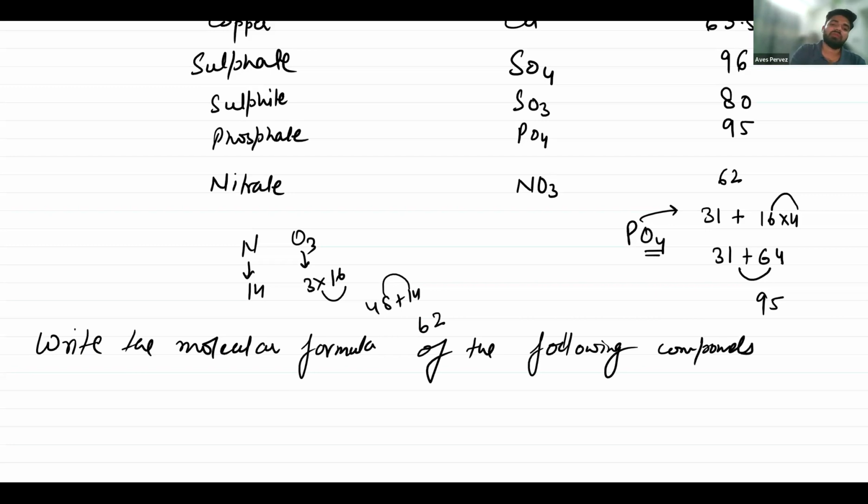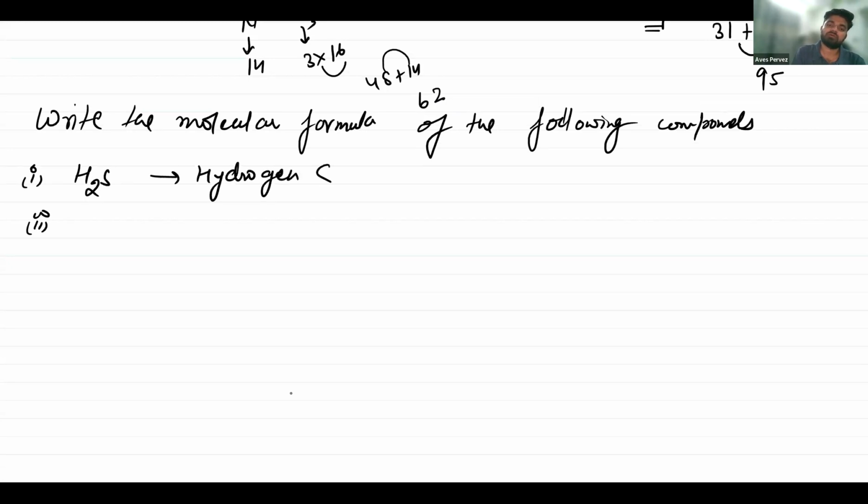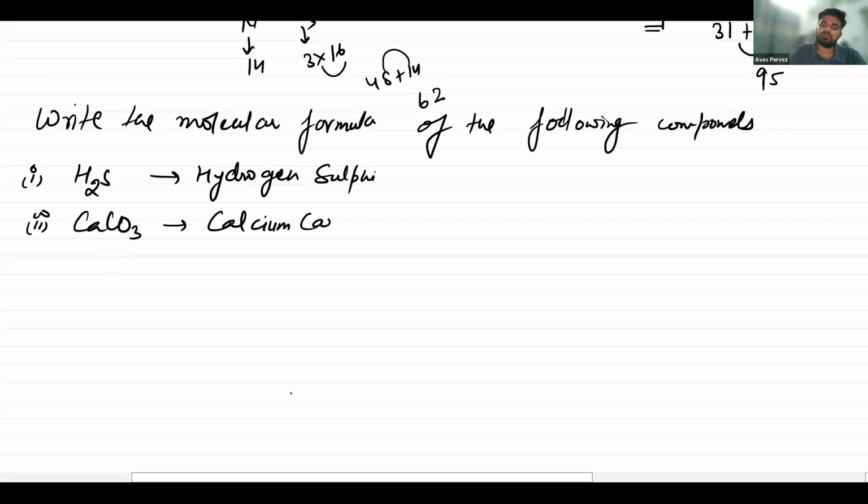Okay. So the first one is H2S. This is hydrogen sulfide. The next one is calcium carbonate, CaCO3. Calcium carbonate. S8 molecule. P4 molecule.